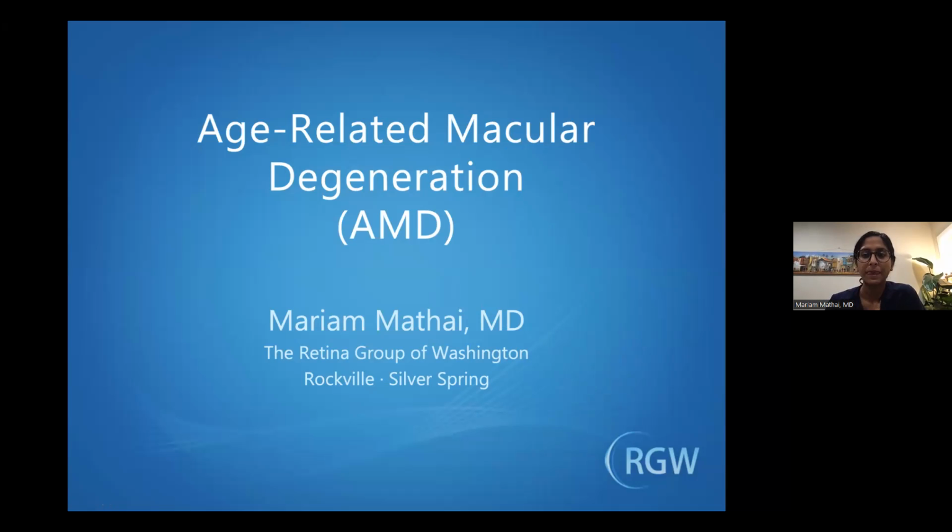So the topic, as was already mentioned for tonight, is age-related macular degeneration, which is abbreviated as AMD.